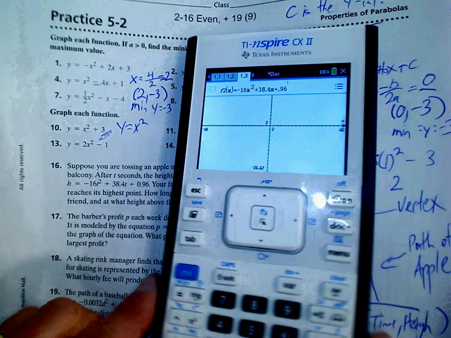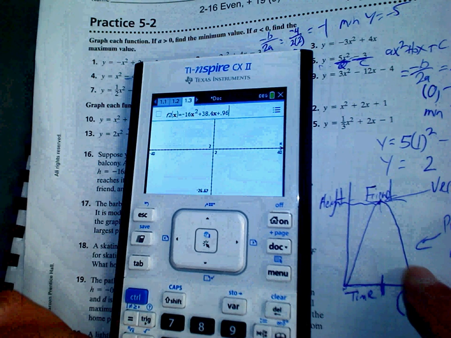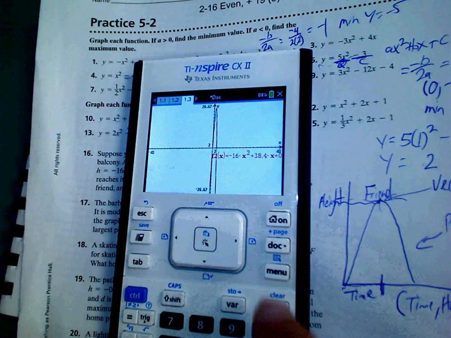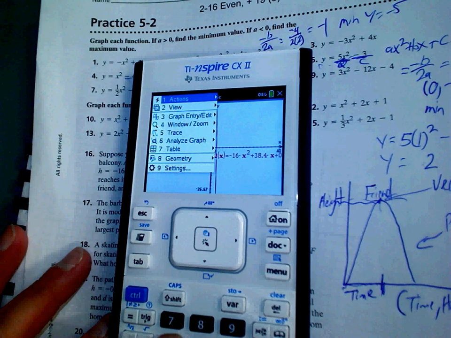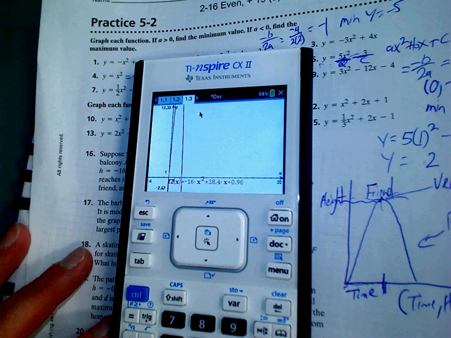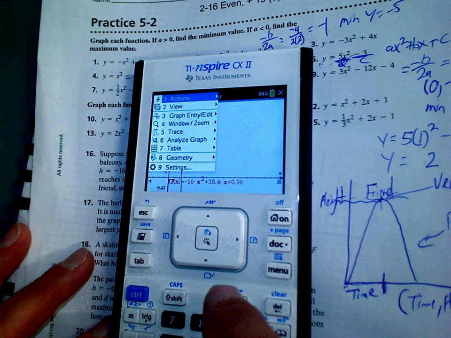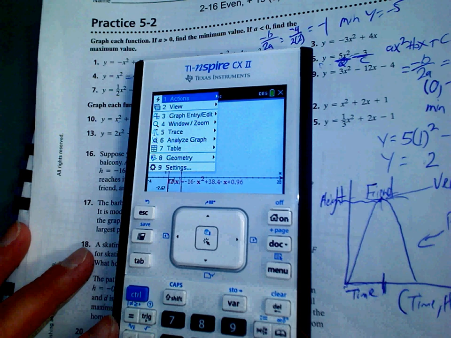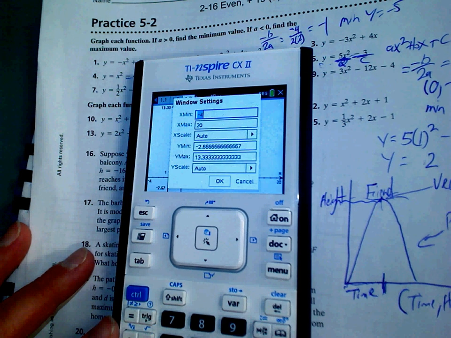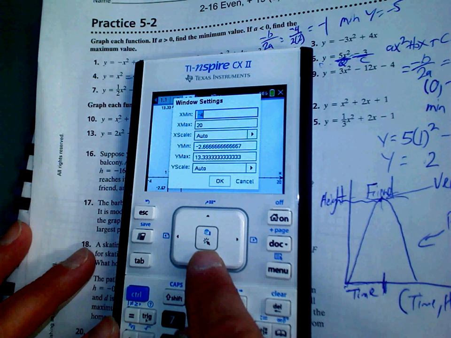Let's look at it. There it goes. There's the path of the apple. I don't really care about all of it. I'm gonna go menu. I'm gonna go 4 zoom. All I want is quadrant 1. That's where the business is happening. Oh, I can't even see the top of it now. Whoops. I'm gonna go menu. I'm gonna go 4. I'm gonna go window settings. On my Y max right now is 13. I'm gonna put it at 20. See if that works.